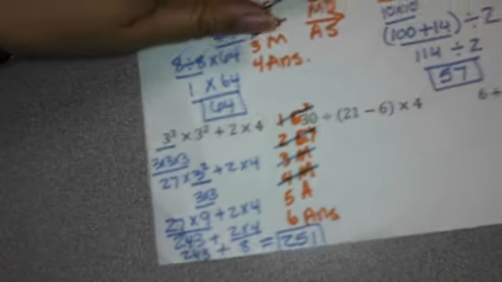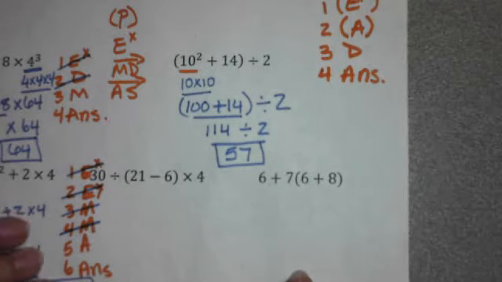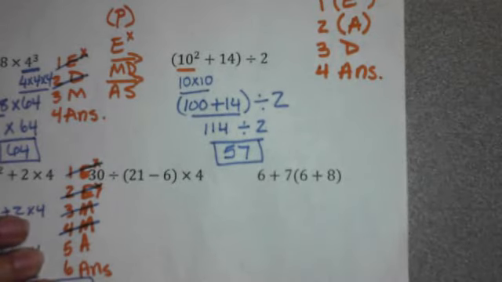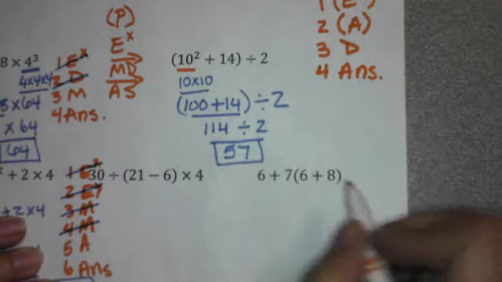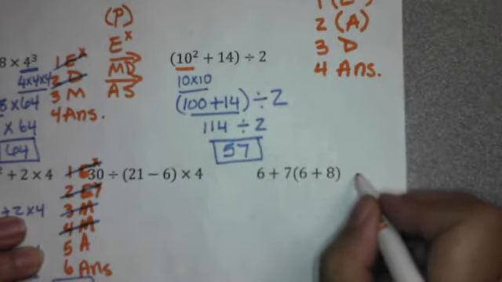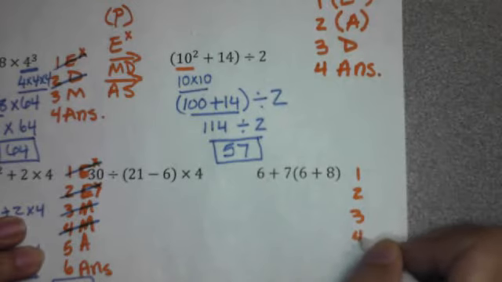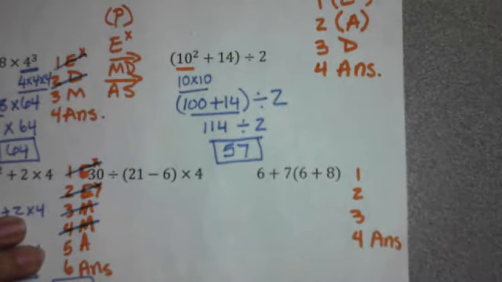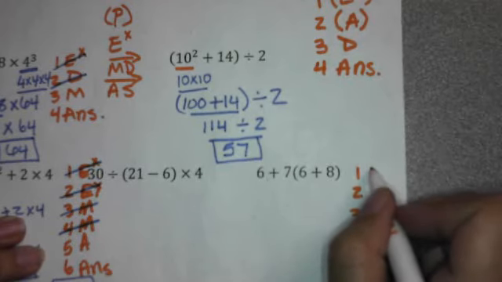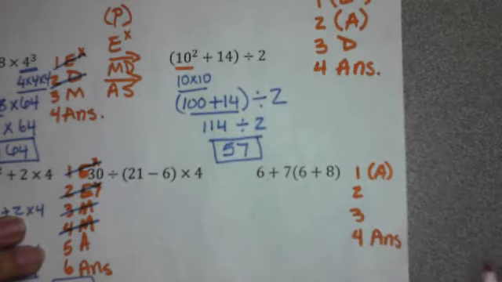Let's try one more time. Let's look at this one right here, the very last one. 1, 2, 3, 4. There are 4 numbers, so there's going to be 4 steps. Step number 4 is going to be your answer. Is there any parentheses? Yes, there's parentheses, and there is addition inside the parentheses, so put the parentheses with an A inside.